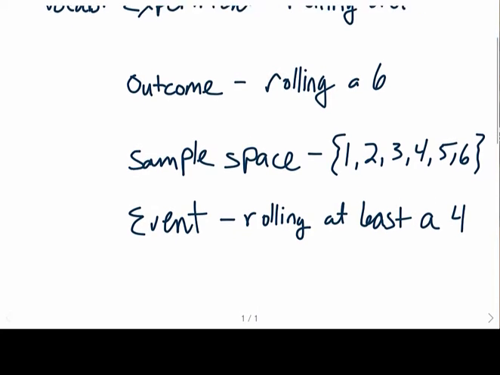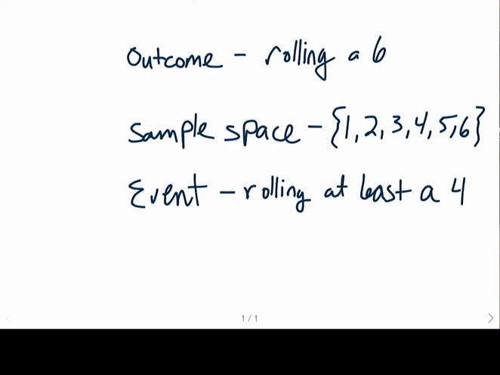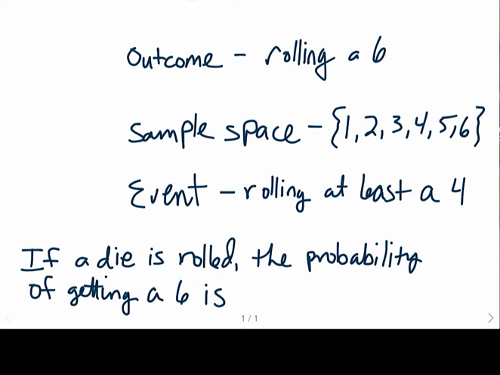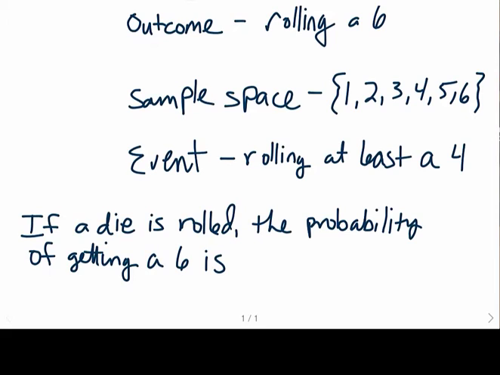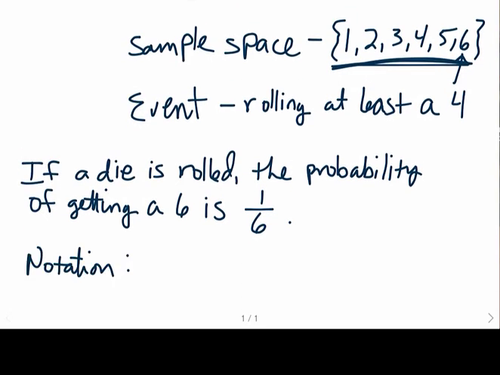So we can refer to the probability of an event by saying, for instance, if a die is rolled, the probability of getting a 6 is 1 out of 6. You see, it's a fraction, it's a ratio. Of the 6 different possibilities that comprise the sample space, one of them is the number 6. So the notation kind of looks like function notation. It's like P(6) = 1/6.